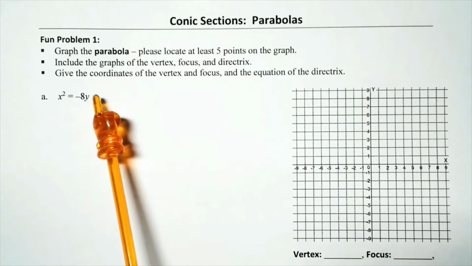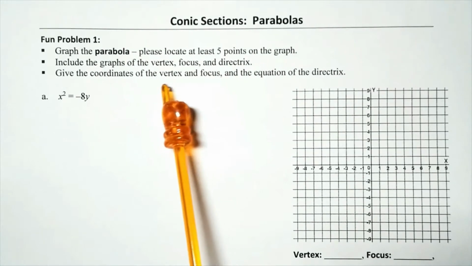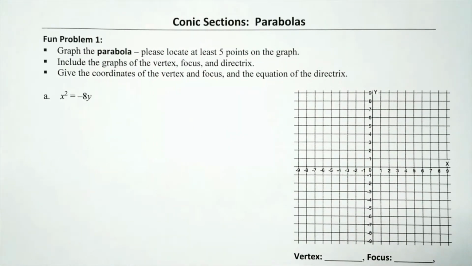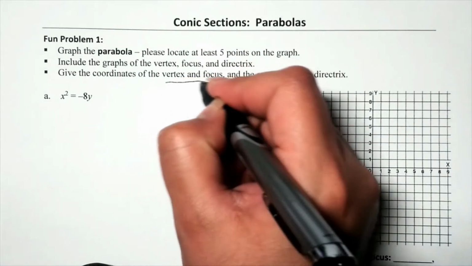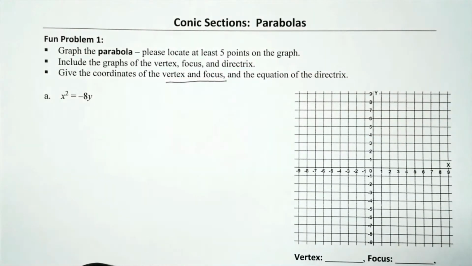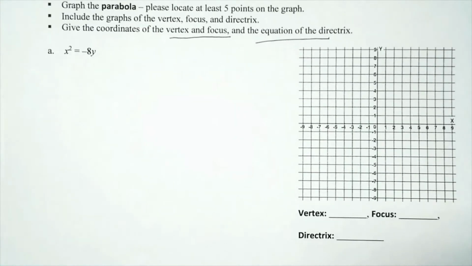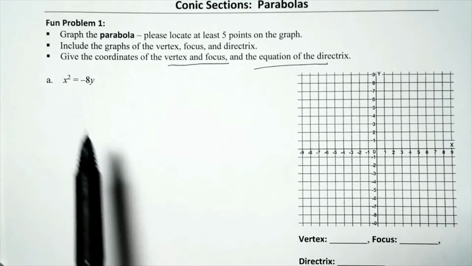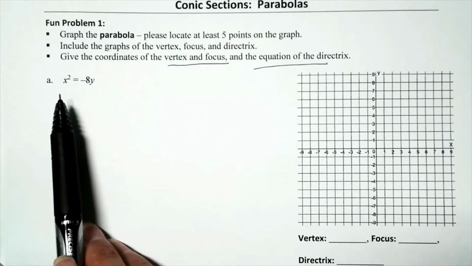And then I also want you to tell me the actual vertex and focus. For the final statements, give the coordinates of the vertex and focus and the equation of the directrix. That part is phrased like a fill in the blank, so I would appreciate it if you put your answers there. It would be nice if we had a sense of what this should look like.